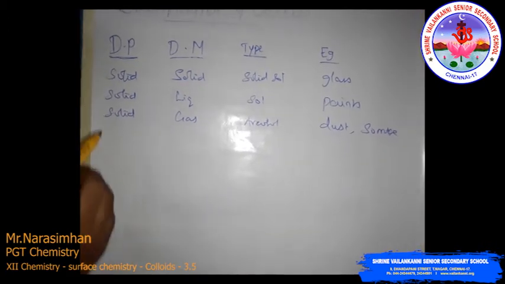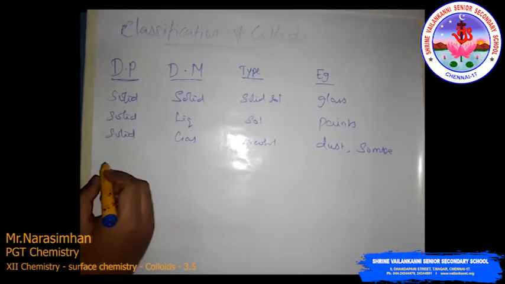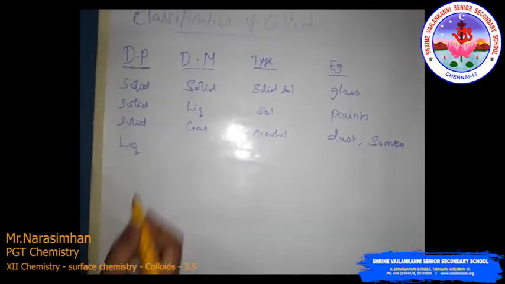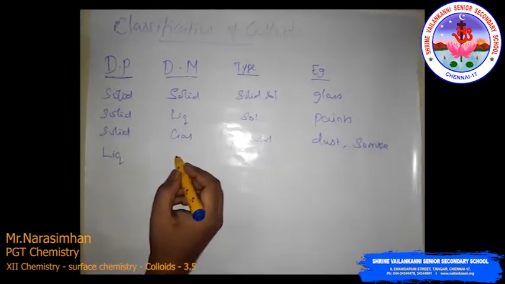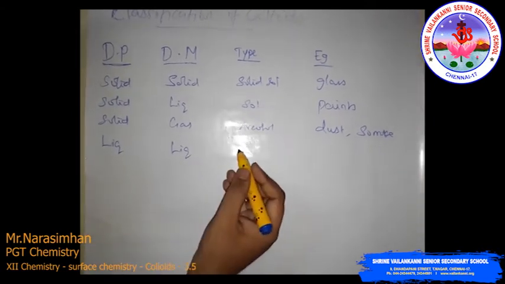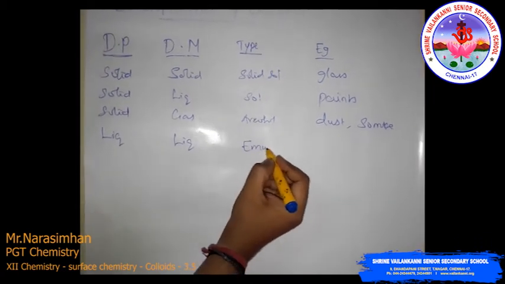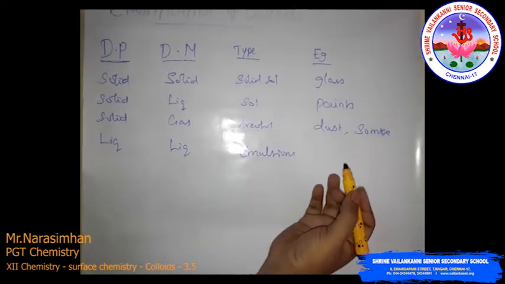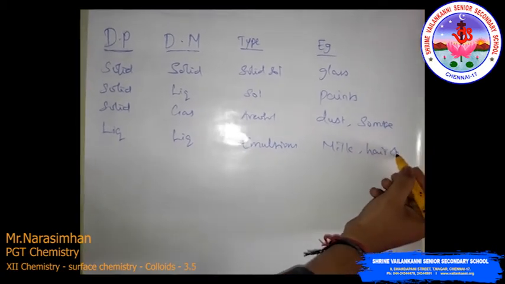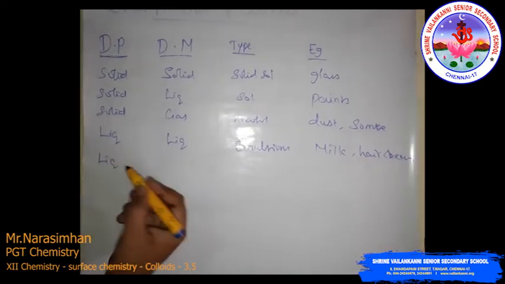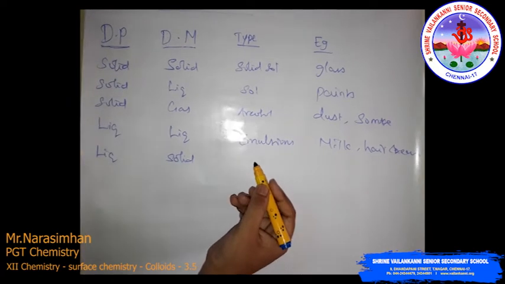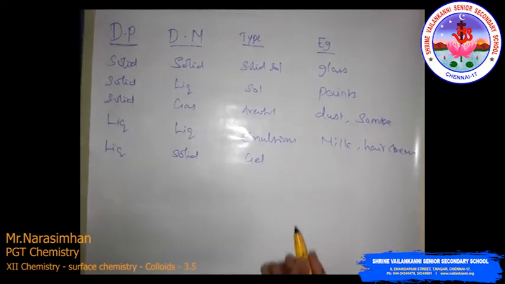So now the dispersed phase acts as a liquid. Look at this, so far the dispersed phase was only solid. Now the dispersed phase is liquid and the dispersion medium is also liquid. What is it called? It is called emulsion. Examples are milk, hair cream, like this. Then the dispersed phase is liquid and the dispersion medium is solid. This type of colloid is called gel.